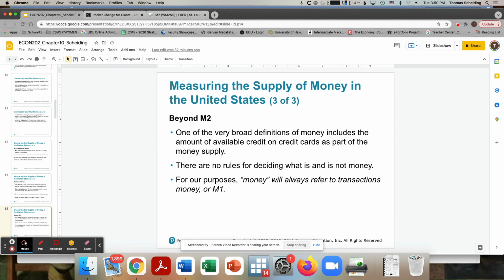Although the second bullet point here, I do not agree with the second bullet point. There are rules for deciding what is and what is not money. The rules are those three: unit of count, store of value, medium of exchange. That is money. Credit cards are not money.